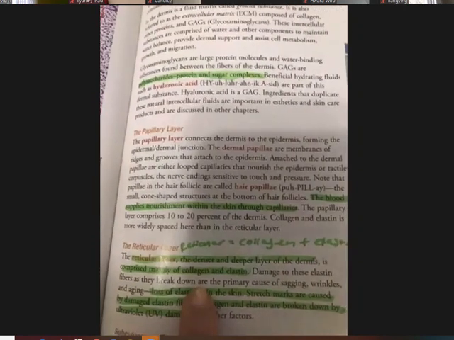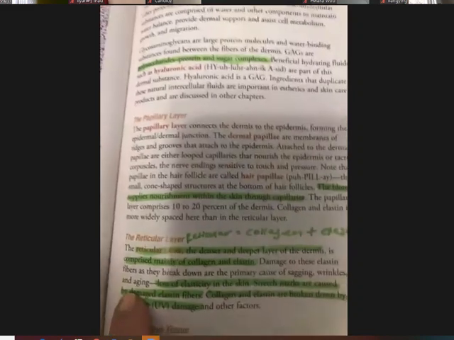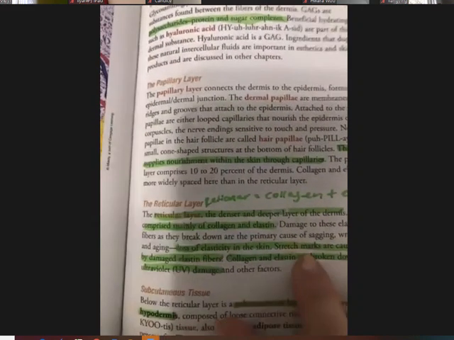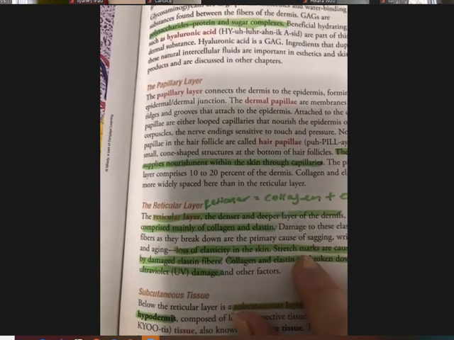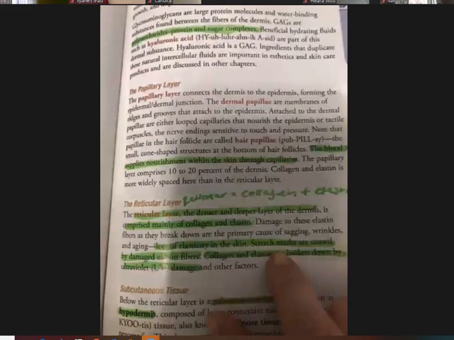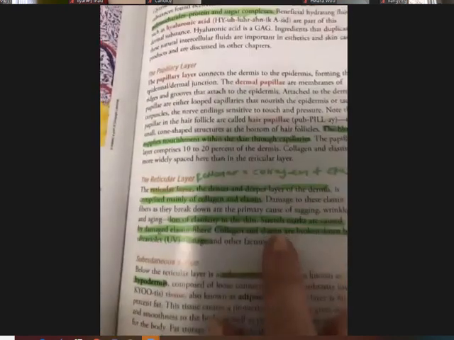So the reticular layer comprises mainly collagen and elastin. Damage to these elastin fibers as they break down is the primary cause of sagging, wrinkles, aging, and loss of elasticity in the skin. Stretch marks are also caused by damaged elastin fibers. Stretch marks appear in people who are pregnant: after they give birth, they will see red marks on the skin. They're called stretch marks because the skin has been stretched, and after the baby is gone, the skin closes back, so you can see all the lines. That's because there's damage to the elastin fiber.